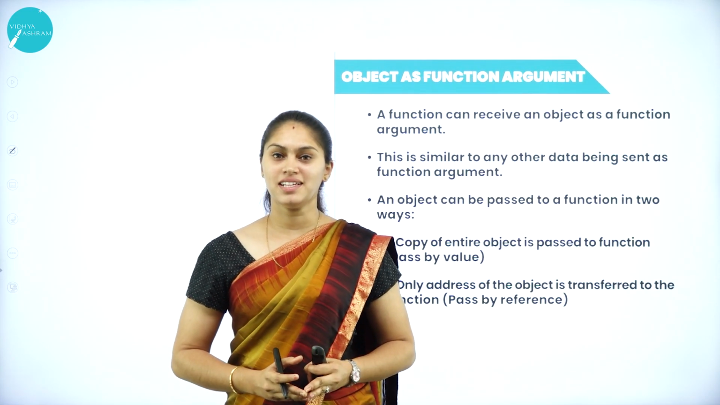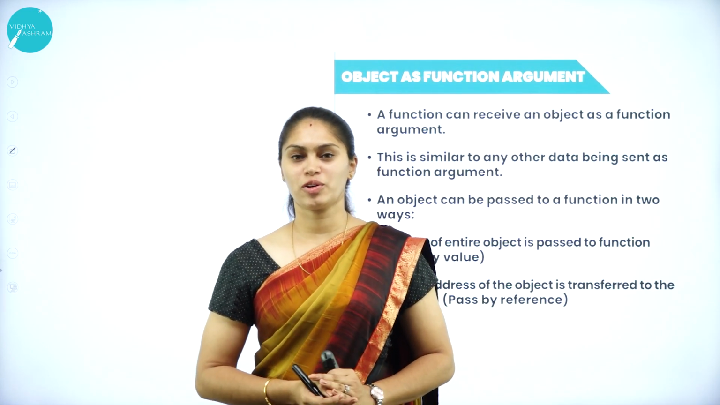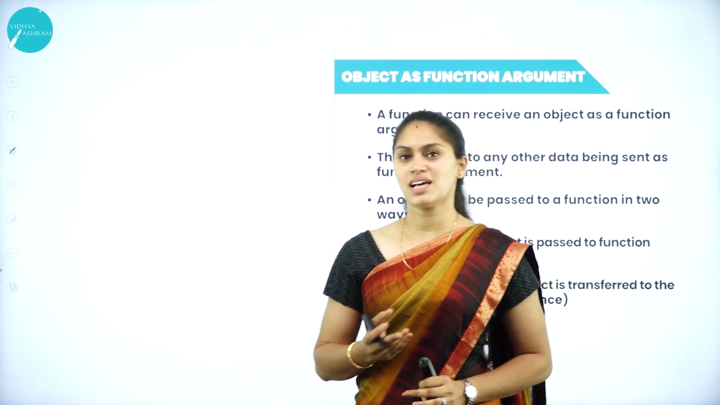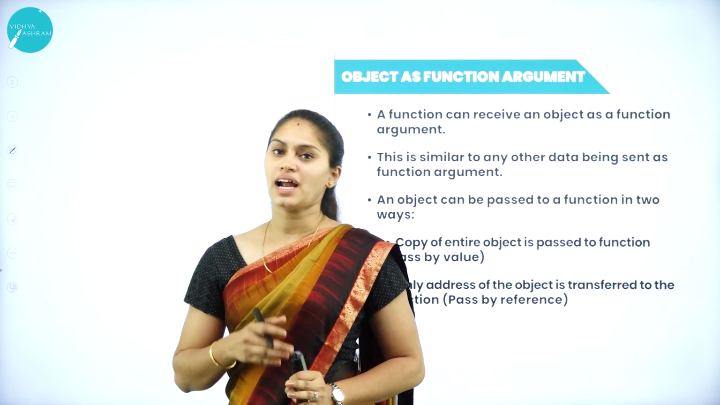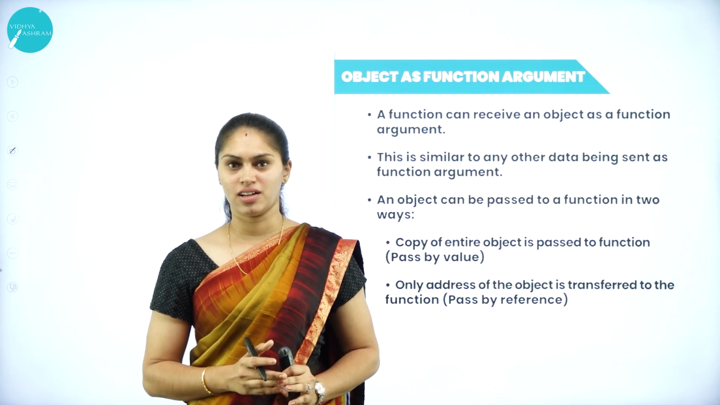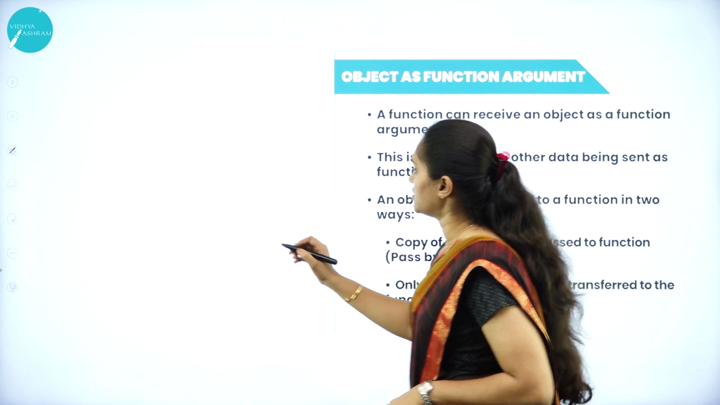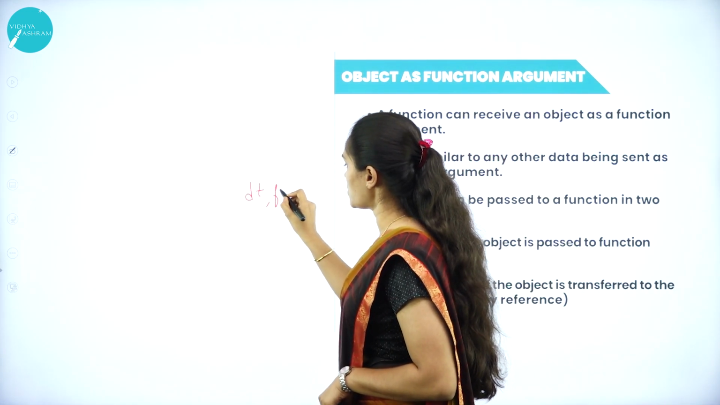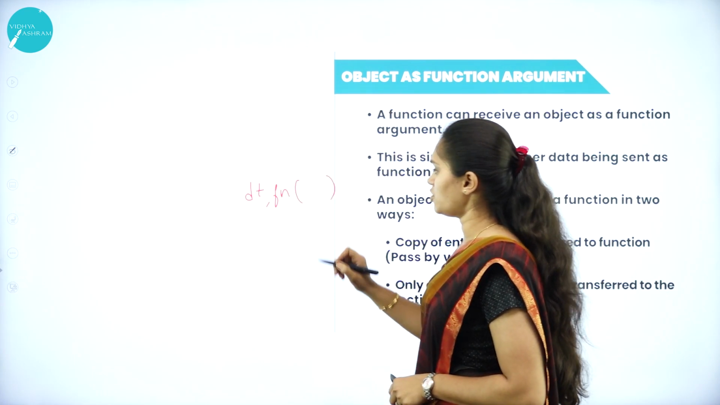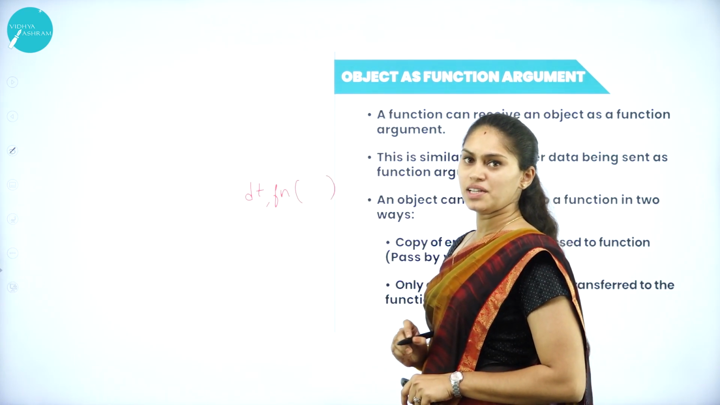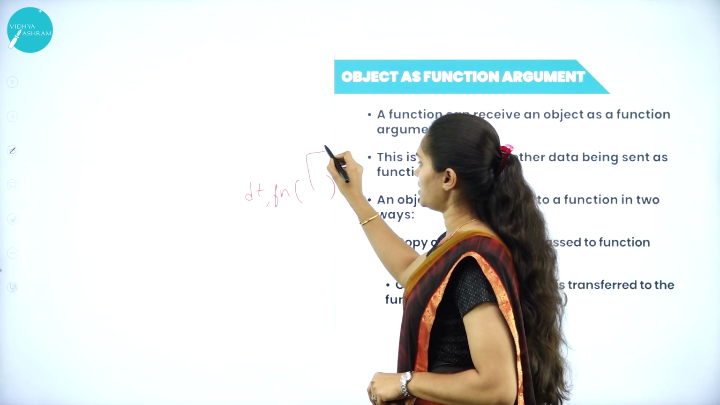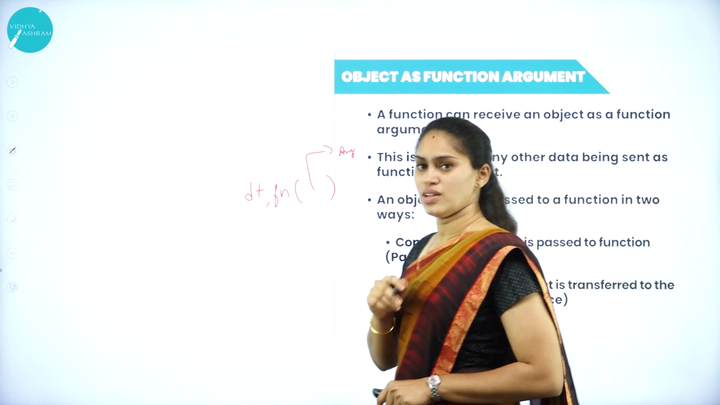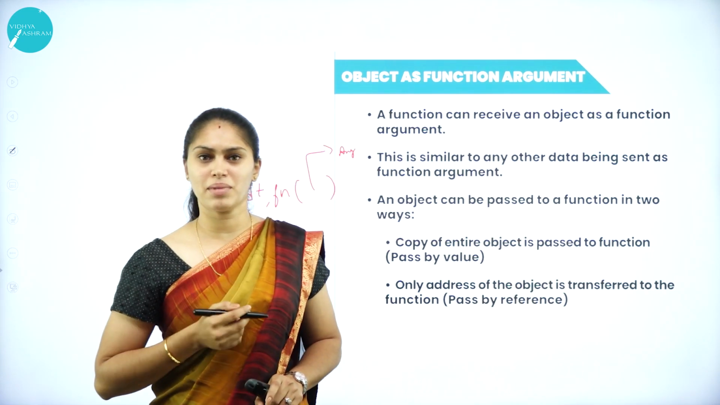The next topic is object as a function argument. Already we know what we mean by argument. Arguments are nothing but what? Parameters that I am going to send with a function. For example, here I must have a data type and then the function name. After that I need to specify some arguments or parameters. So this is nothing but what? Arguments or parameters. Is it possible to use an object as a parameter?